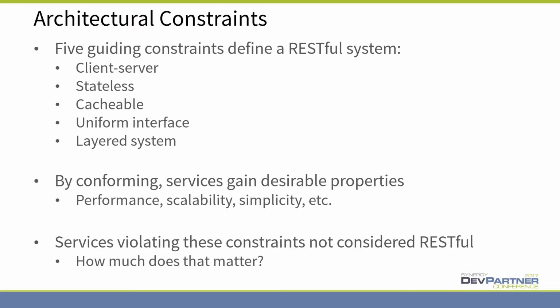There are, depending on which websites you read and which books you read, 5 or 6 main guiding constraints to define a RESTful system. I've gone with talking about 5 here. I think the other one is a little bit less important, but anyway. These are the main principles. By conforming to these principles, you can be considered to be a RESTful service and therefore expect to get the benefits of that in terms of performance and scalability and being open and being accessible from anywhere and all that kind of stuff. So services violating these constraints are considered not to be RESTful.